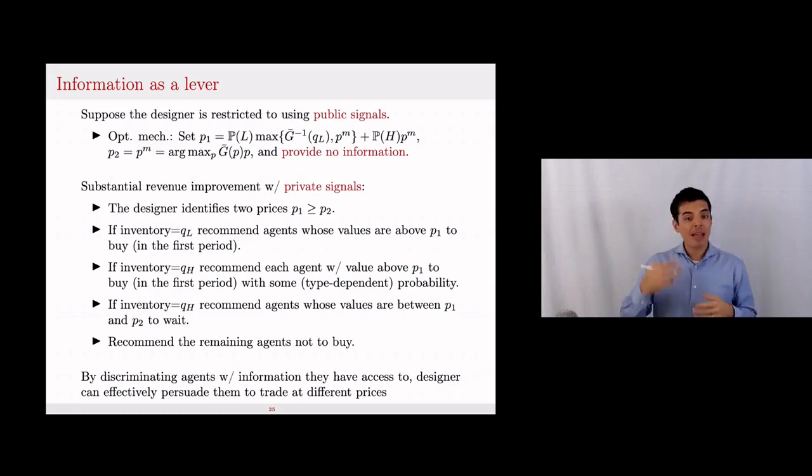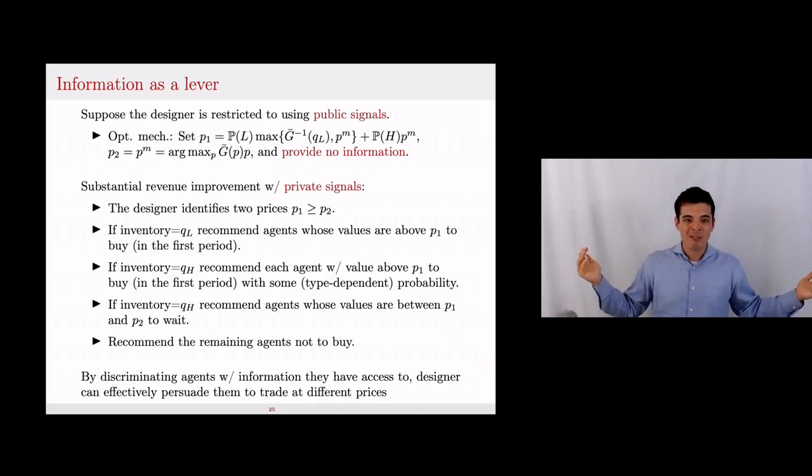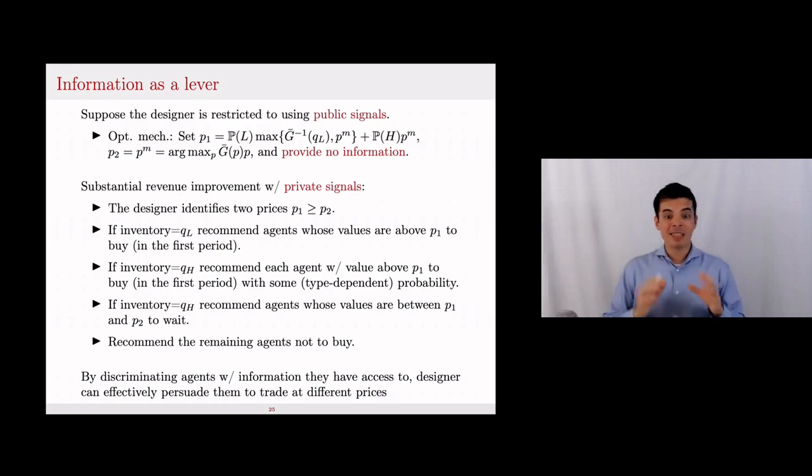So this is an interesting result, and it also highlights quite an interesting dichotomy. With public signals, the designer can't really improve the outcome. She finds it optimal to not reveal any information about the inventory. With private signals, there's a lot of room for improvement, and a non-trivial mechanism that allows the designer to discriminate agents leads to substantial revenue improvement. I think this is an interesting result, which also illustrates some neat applications of information design ideas in revenue management.